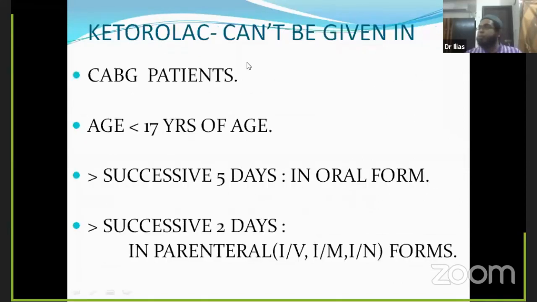There is some information about ketorolac. Ketorolac can be given for the CABG patient. CABG means coronary artery bypass grafting. So in case of the CABG patient, we should avoid ketorolac. Or if the patient is over the age of 70 years, at that time we should not prescribe ketorolac. For young patients in the teenage group, we should avoid ketorolac.